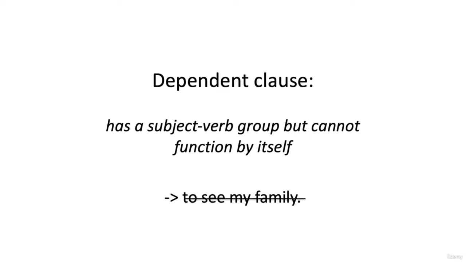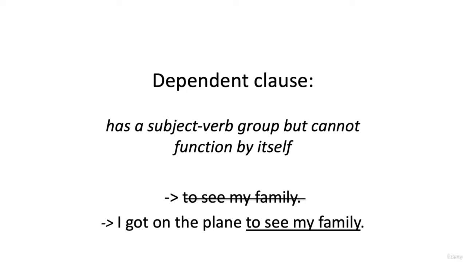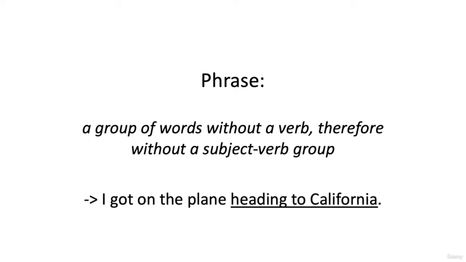I got on the plane to see my family. Now the clause makes sense. A phrase is a group of words without a verb, therefore without a subject-verb group. For example, "I got on the plane" is an independent clause, and "heading to California" is the phrase.